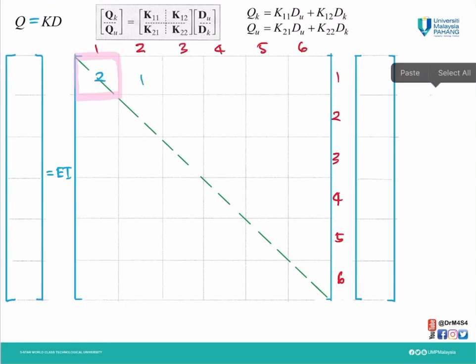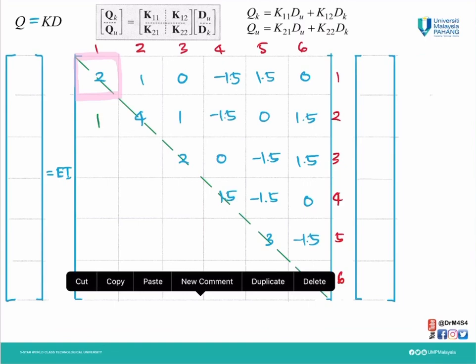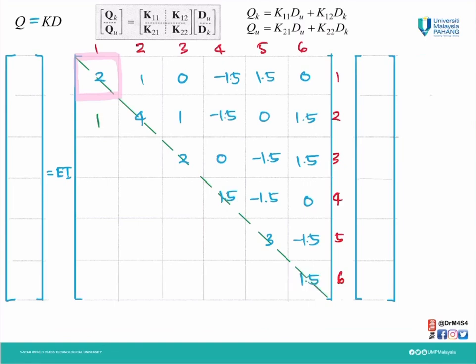1, 0, 1.5, 0. It is enough. Just do half, then you can copy it. Alright, you have done half the side. For the next one, as I said, you just copy it easily. That saves your time.